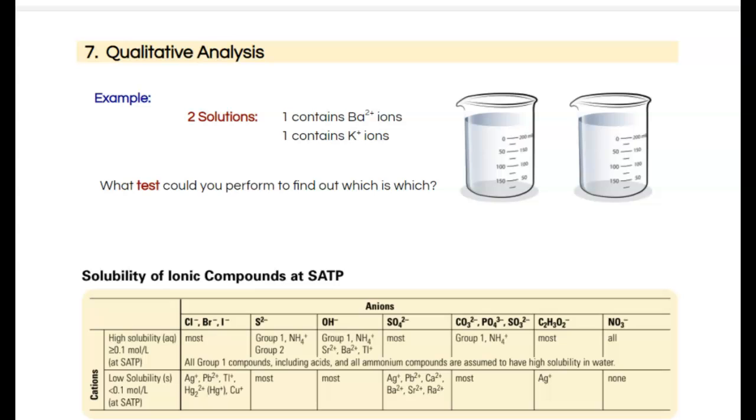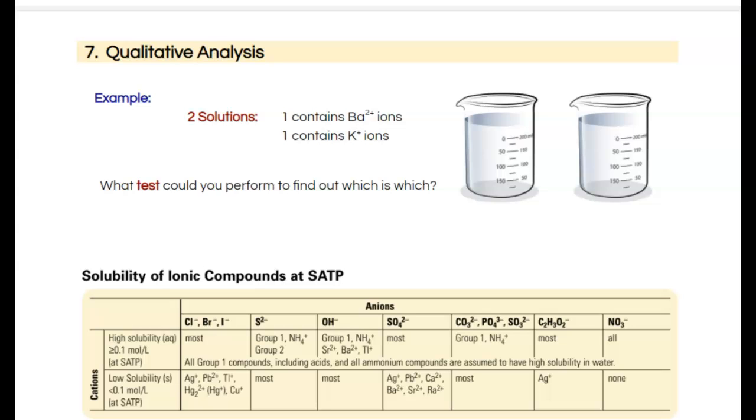A couple of reminders about the solubility chart. Notice, this may save you maybe 10 seconds or so, but those seconds do add up, particularly if you're writing a test or a quiz. So I want you to remember that all nitrates are always soluble. And I also want you to remember that all group 1 compounds, so our alkali metals, including acids, and all ammonium compounds have high solubility in water. In other words, compounds that contain group 1 elements or ammonium are going to have very high solubility in water. They're always going to form aqueous solutions.